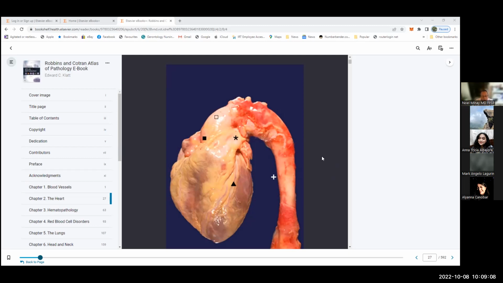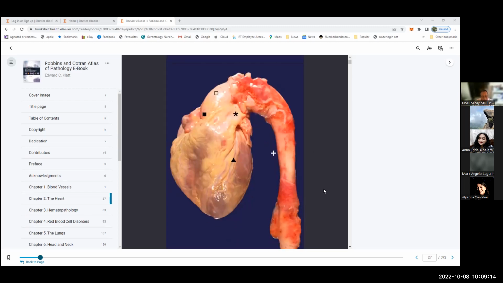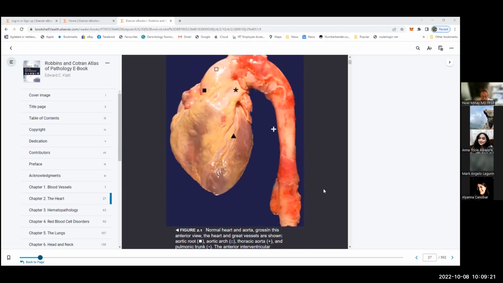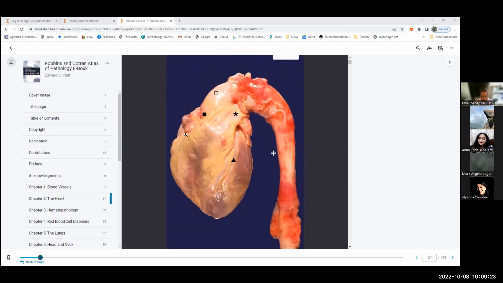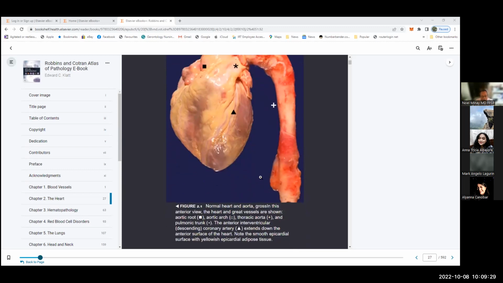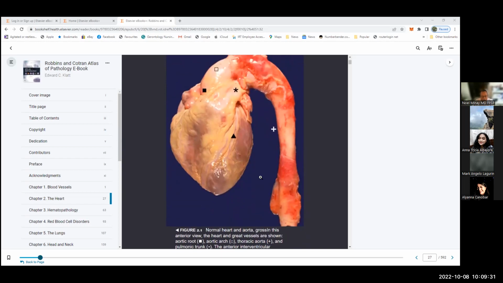So this is the heart. Inalis sa autopsy. Yan. This is a normal heart. Okay? See. Ito yung heart, ito yung aorta, the largest artery in the body. This is the anterior view. Ito yung left side, ito yung right side.